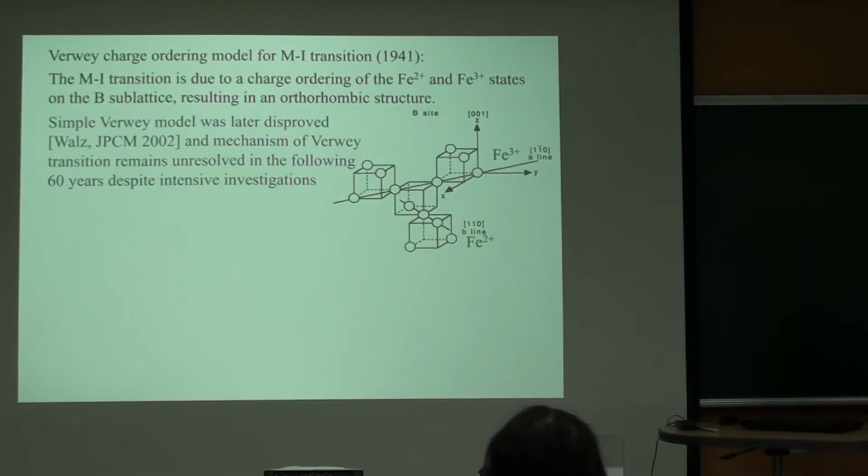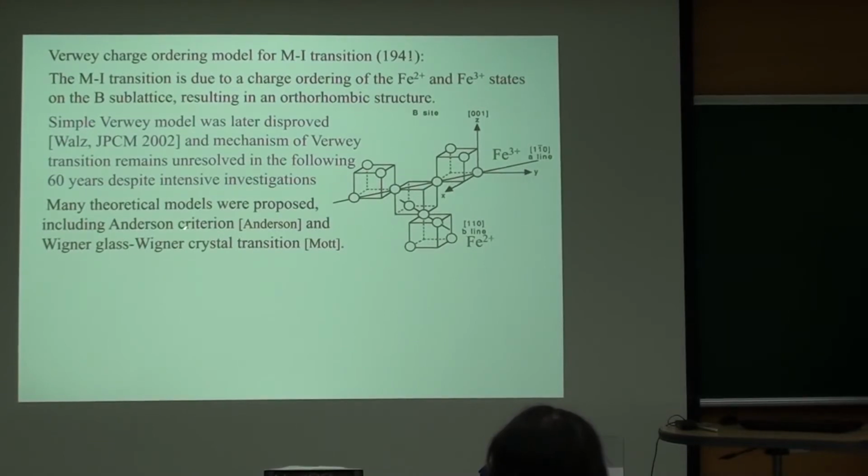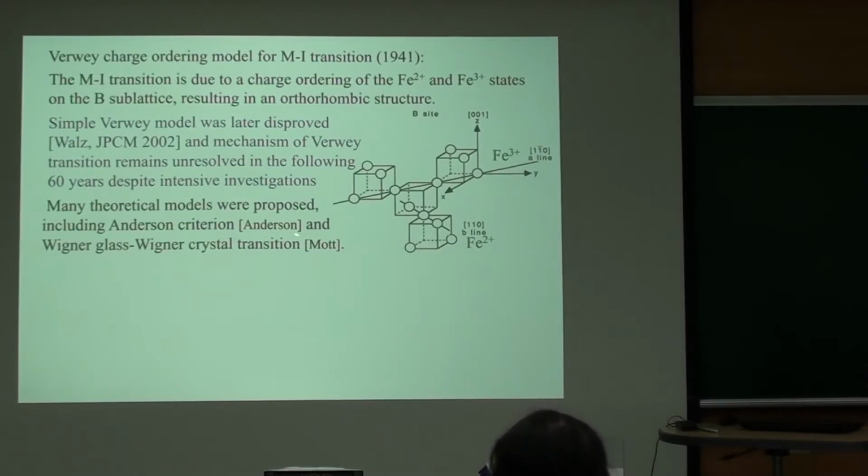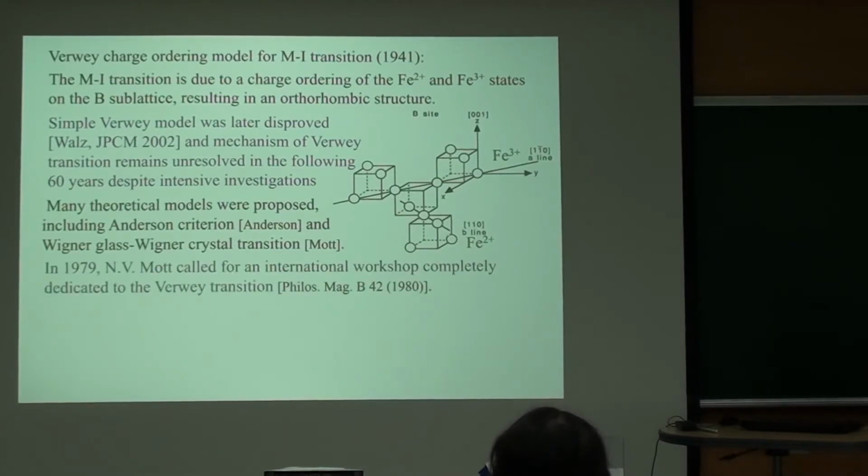Okay, however, soon the model was disproved by X-ray diffraction because the symmetry was not correct. Okay, and it became, at that time, I guess, a hot topic, like Nobel laureate P.W. Anderson also looked at it and proposed the Anderson criteria. Neville Mott also proposed the Wigner crystal and Wigner glass transformation. Okay. Now, Neville Mott even organized an international workshop completely devoted to the Verwey transition. That's quite unusual, okay?